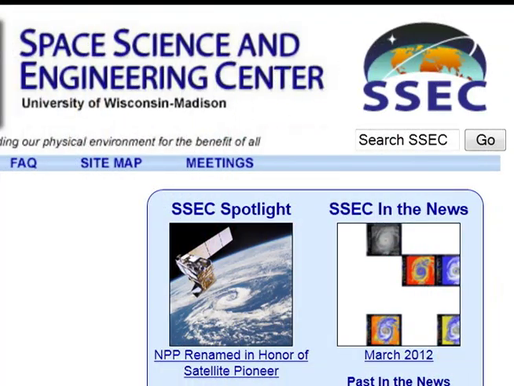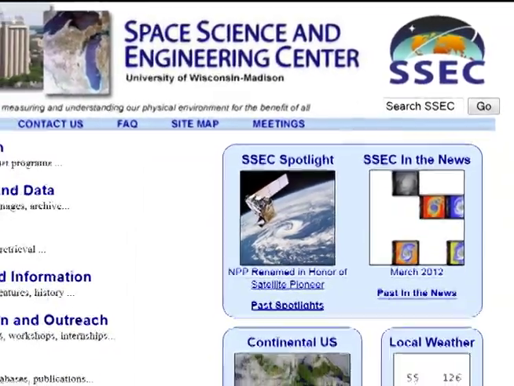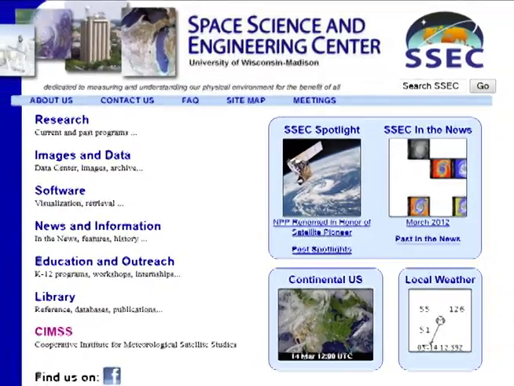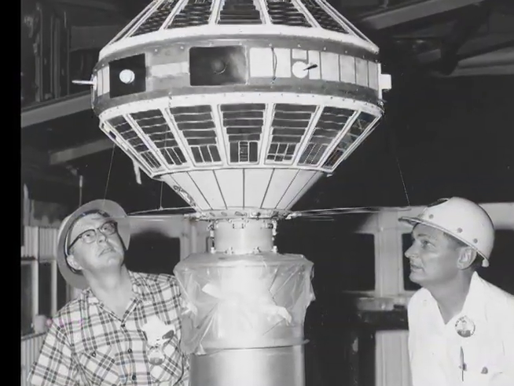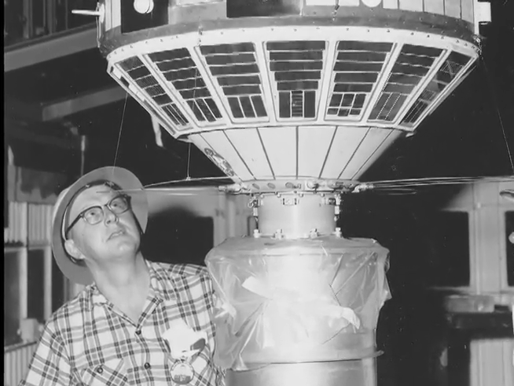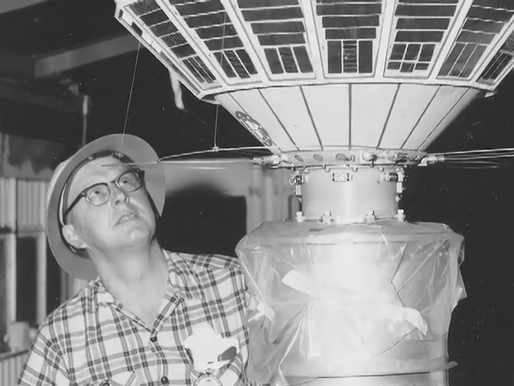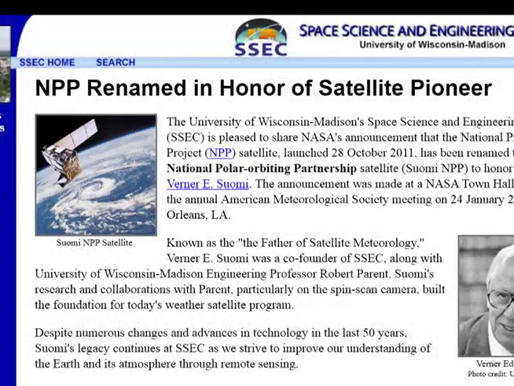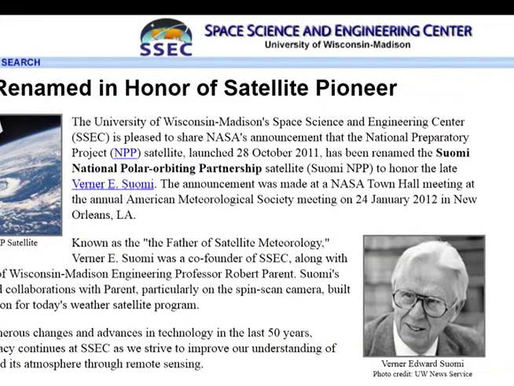Most of these derived satellite products are created at the Space Science and Engineering Center at the University of Wisconsin, which is well known for its research and development in satellite imagery. The center was founded by Dr. Werner Suomi, who pioneered satellite remote sensing in the 1960s and who is widely recognized as the father of satellite meteorology. In fact, in January, NASA renamed its newest Earth-observing satellite in his honor.